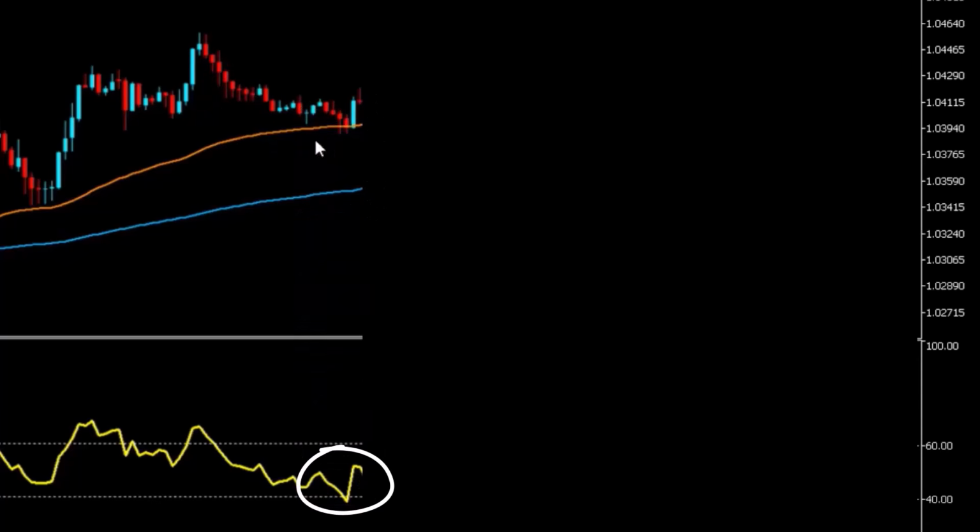Now look at the RSI. During the pullback, RSI drops near the 40 level. This shows temporary weakness, not a trend reversal. When RSI starts turning back up from around 40, this is our first signal for a possible buy trade. For more confirmation, we wait for a bullish candle to close back above the EMA 50. At that point, we enter a buy trade.